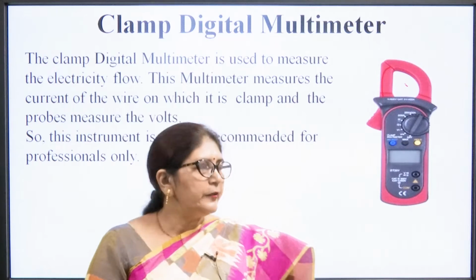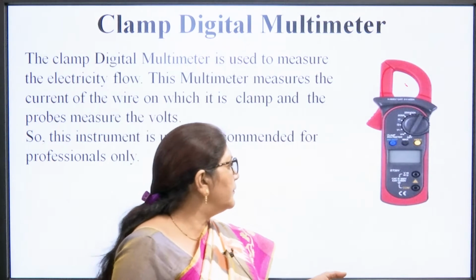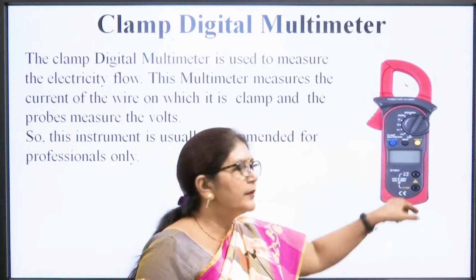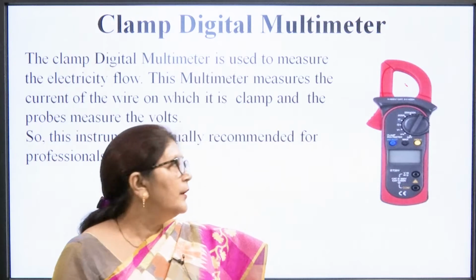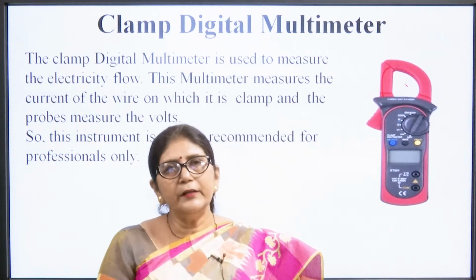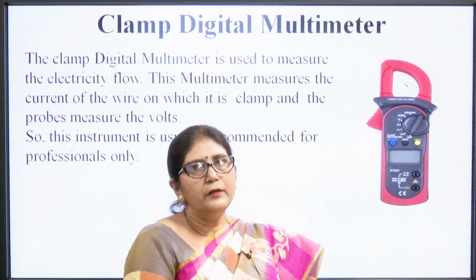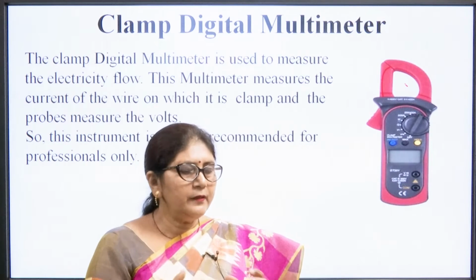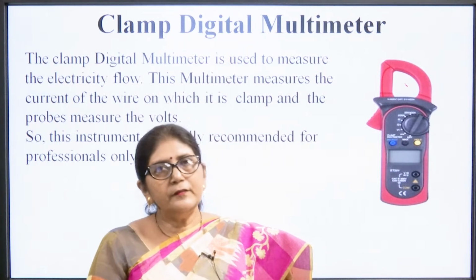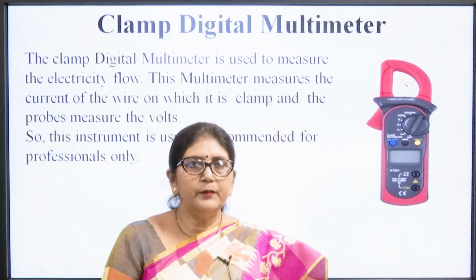For the voltage measurement and other quantity measurements, two terminals are given. By using the probe circuit we can measure the other values, but the current we can directly measure by just putting this multimeter across that wire. This instrument is generally used by professionals.